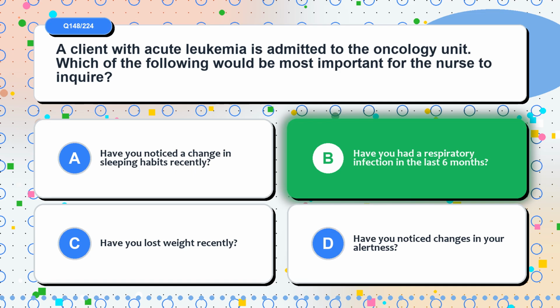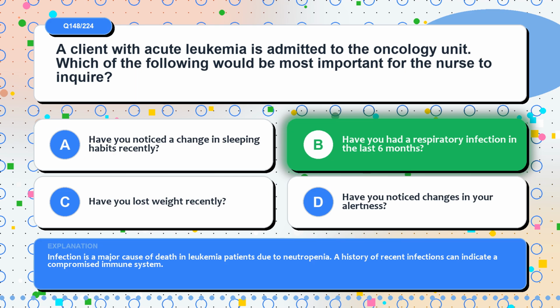The correct answer is option B. Have you had a respiratory infection in the last 6 months? Infection is a major cause of death in leukemia patients due to neutropenia. A history of recent infections can indicate a compromised immune system.